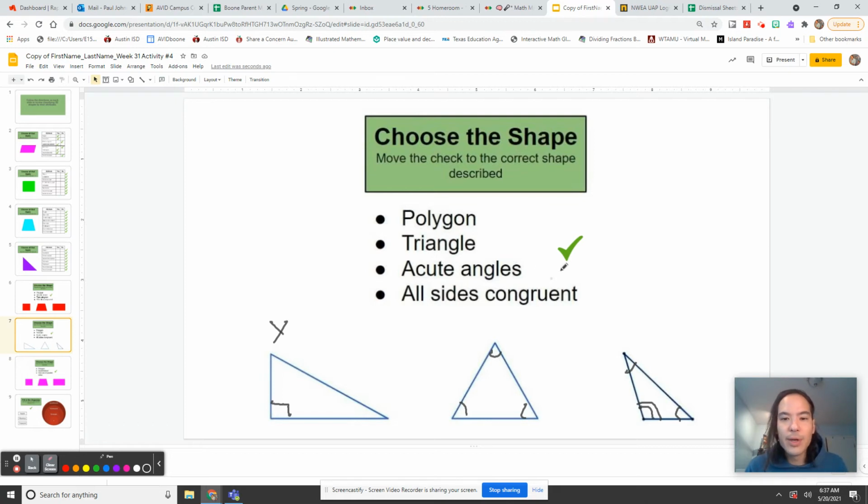Okay, so we found one that does not have all acute angles, and then also, if you look at the side lengths, there is only one that has completely congruent side lengths. So, which one has all acute angles and all sides congruent? Look at the congruency lines and pick the best one. All right, next one.